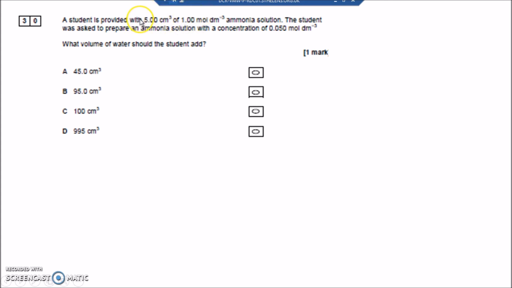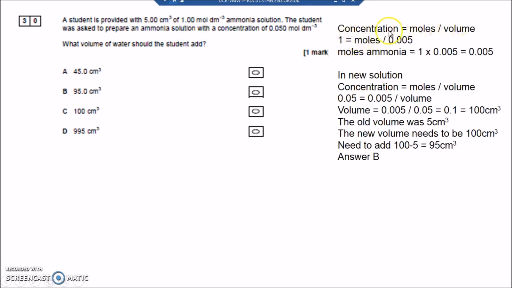So that's 0.005 dm³ of 1 mole concentration. So concentration is moles divided by volume. 1 equals moles divided by 0.005 dm³. The number of moles of ammonia is 0.005. Let's read on through the question now.